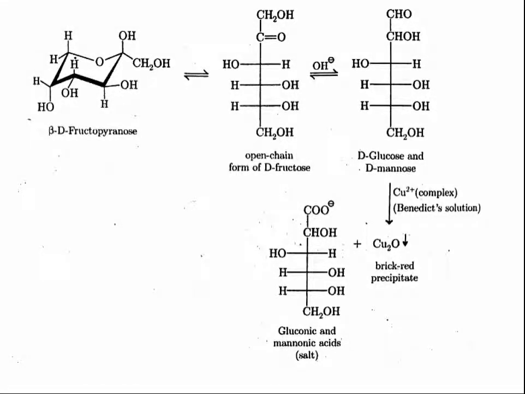If you take beta-D-fructopyranose, then this is the chair form. In medium, this will remain in equilibrium with the open chain form, and this open chain form will remain in equilibrium with glucose and mannose. You all know that in the basic medium, glucose, fructose and mannose are interconvertible. Thus now if you add the Benedict solution, you will get this gluconic or mannonic acid salt and a brick red precipitate of copper(I) oxide.